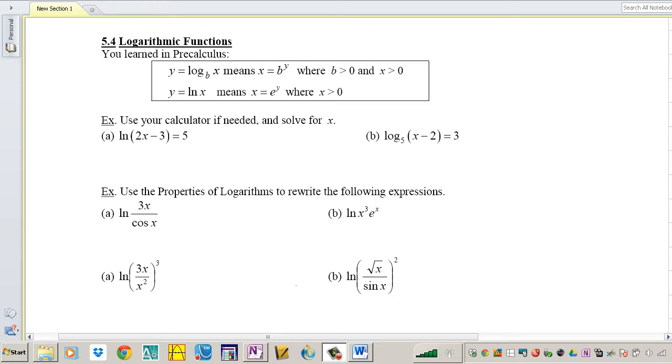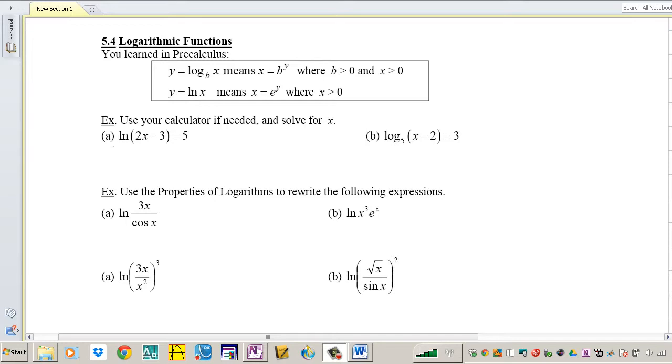Hey guys, welcome to 5.4 Logarithmic Functions. In this lesson, we're going to be studying the derivative of logarithmic functions. So let's go ahead and do a quick refresher of how we solve logarithmic equations.